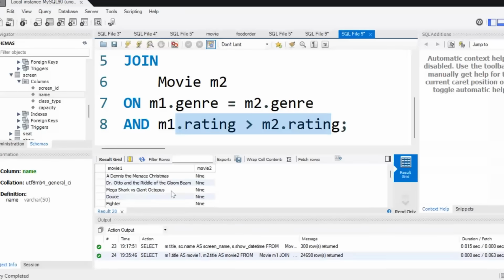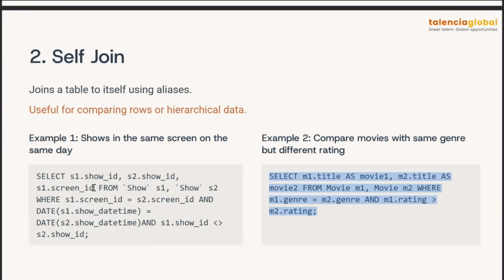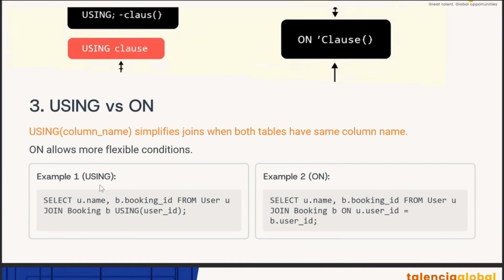Okay, similarly, comedy will be matched with comedy, horror will be matched with horror, and so on. Got it? So this is how you can use the self join. This is also an advanced type of join.